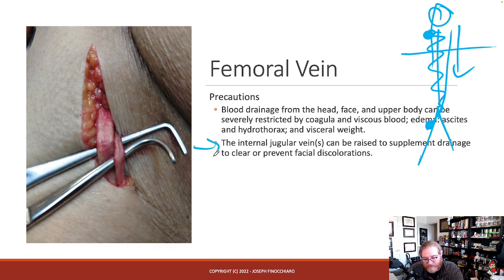And this is why it says the internal jugular vein can be raised to supplement drainage to clear or prevent facial discolorations. And I think that is a very wise decision. As soon as you see the face darkening, showing any sort of purpling, stop what you're doing. Go raise the internal jugular and get a drainage device in there.